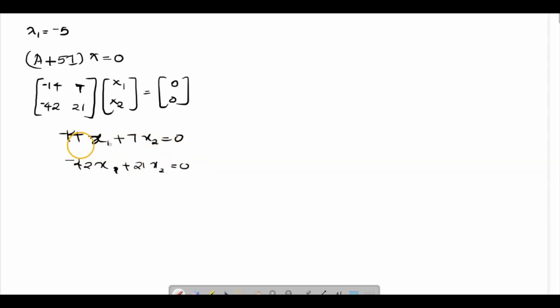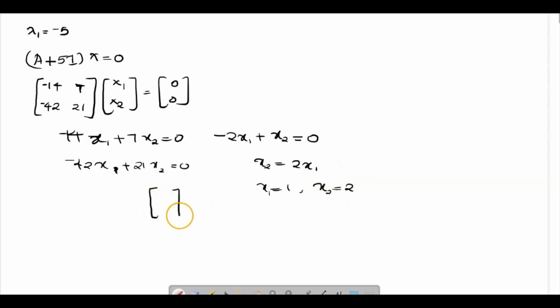When divided by 7, we get minus 2 x1 plus x2 equal to 0. And divided by 21, we get the same equation, minus 2 x1 plus x2 equal to 0. So x2 equal to 2 x1. Now we put x1 equal to 1. If we put x1 equal to 1, we get x2 equal to 2. So the eigenvector corresponding to the eigenvalue lambda 1 is 1, 2.